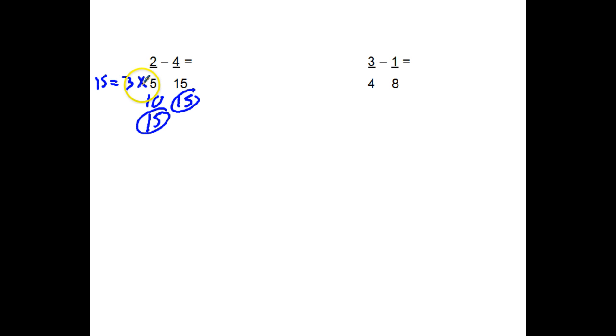So, since I took the bottom times 3, I'm going to take the top times 3, and I get a 6. 6/15 minus 4/15, notice we're doing subtraction. 6/15 minus 4/15 equals 2/15, and it's as simple as it'll go.